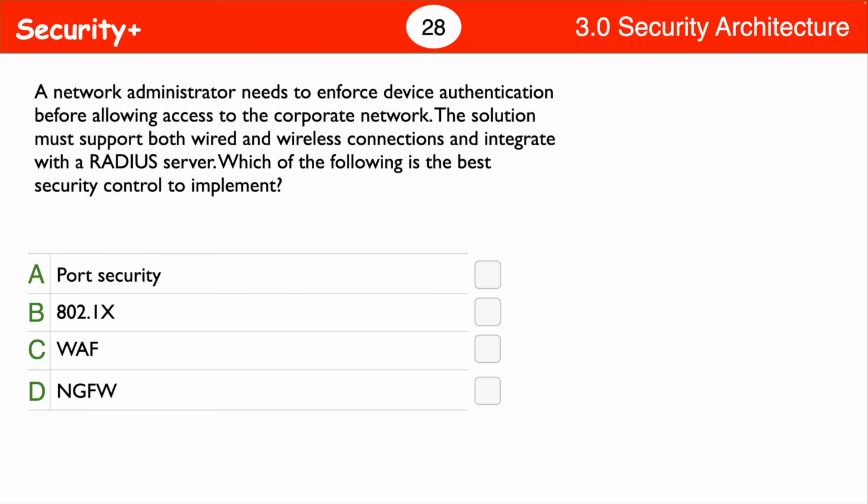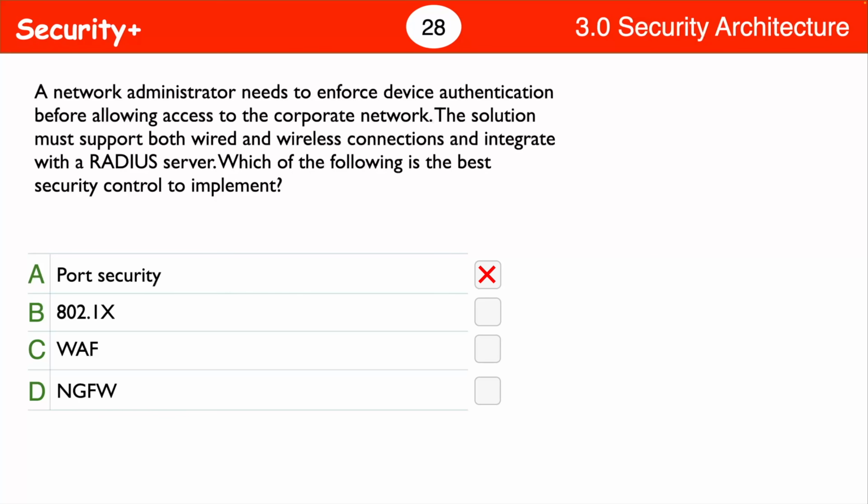Without a doubt, the best key phrase here is going to be integrate with a RADIUS server. Okay, so now let's go ahead and do the process of elimination. And we can start by eliminating A. Port security, that's going to limit things like MAC addresses on a switch, but does not require authentication as required in the scenario here.